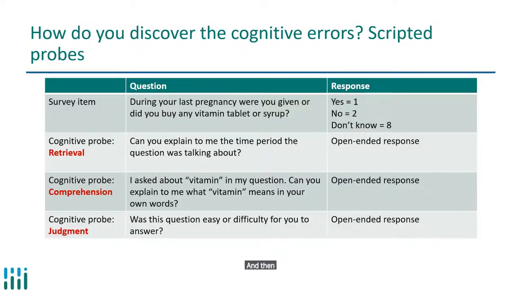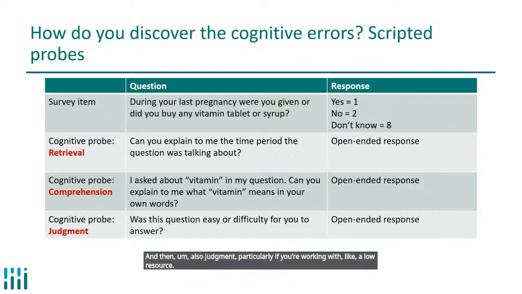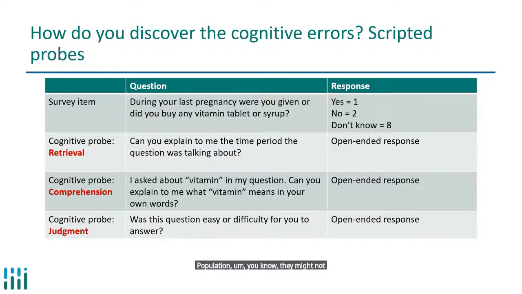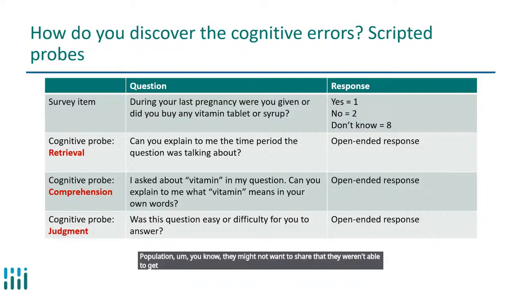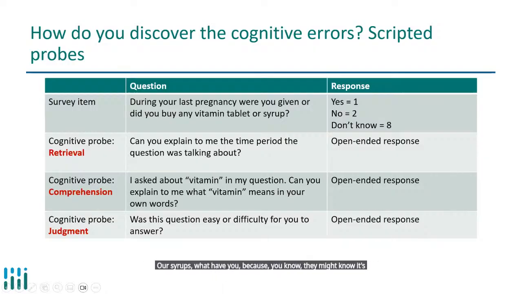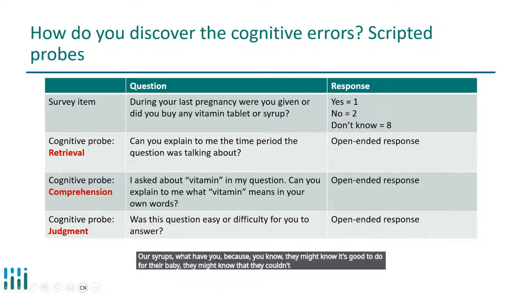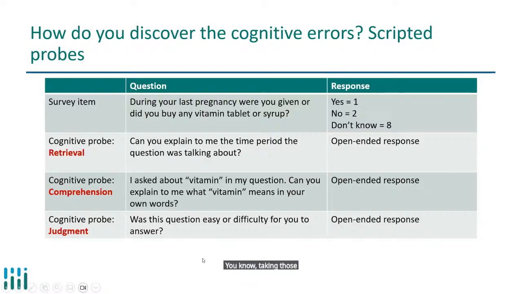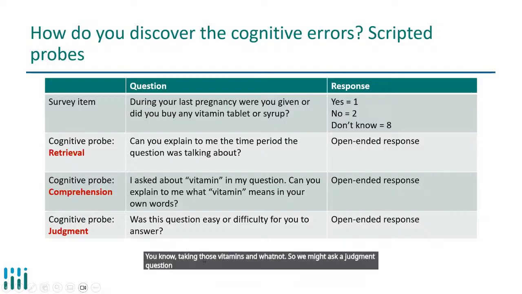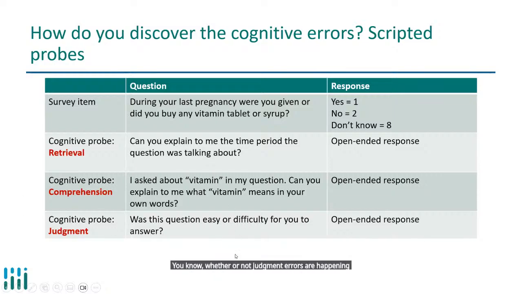And then also judgment, particularly if you're working with a low resource population. They might not want to share that they weren't able to get vitamins or syrups, because they might know it's good to do for their baby. They might know that they couldn't afford it, but they want to give the right answer, which is being a good parent and taking those vitamins. So we might ask a judgment question, just saying, was this question easy or difficult for you to answer? And you can get a sense of whether or not judgment errors are happening depending on what respondents reveal. Next slide.